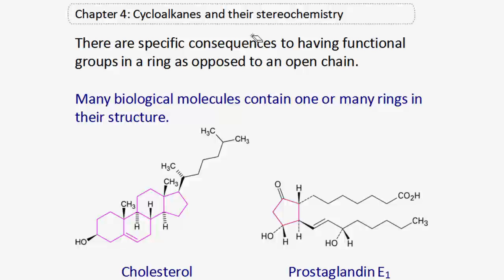Also, it's important for you to know a bit about these cyclic structures because many biological molecules contain one or many rings in their structure. Take a look at cholesterol with 4 fused rings: 6, 6, 6, and 5 membered rings fused into its structure there. Prostaglandin E1, a very important hormone, has a 5-membered ring with these big long alkyl chains coming off of it, but its core is that 5-membered ring. So a lot of very important biological molecules have these ring structures right at their core.